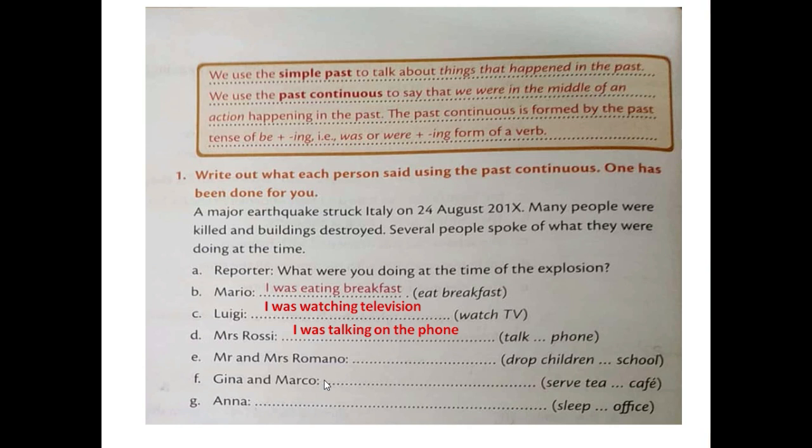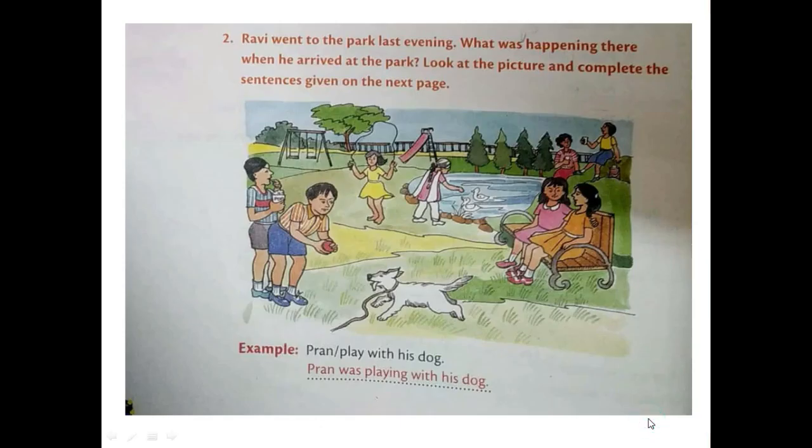Mr. and Mrs. Romana. Now here are two persons, so it will be they. They were doing what? They were dropping children to the school. Gina and Marco. What were they doing? We were serving tea in a cafe. What was Anna doing? I was sleeping in the office. Let's look at the next exercise.